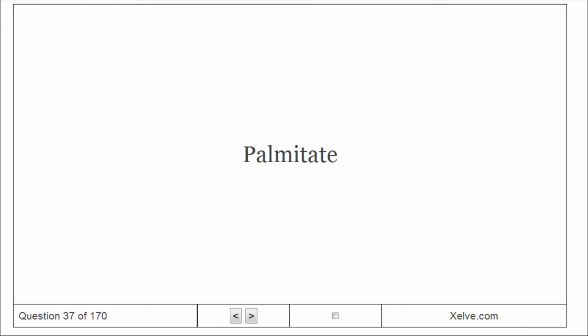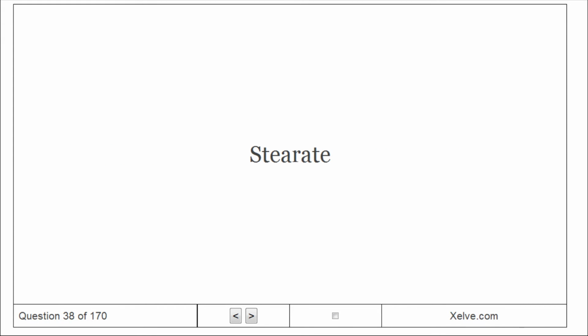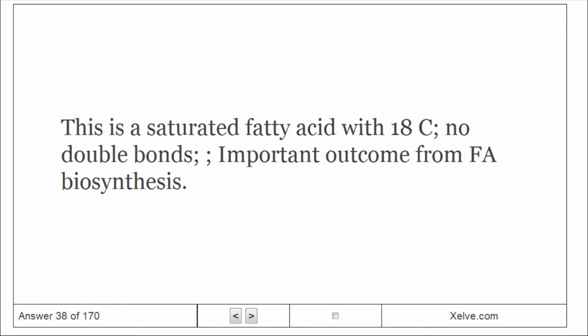Palmitate. This is a saturated fatty acid with 16C, no double bonds, important outcome from FA biosynthesis. Stearate. This is a saturated fatty acid with 18C, no double bonds, important outcome from FA biosynthesis.